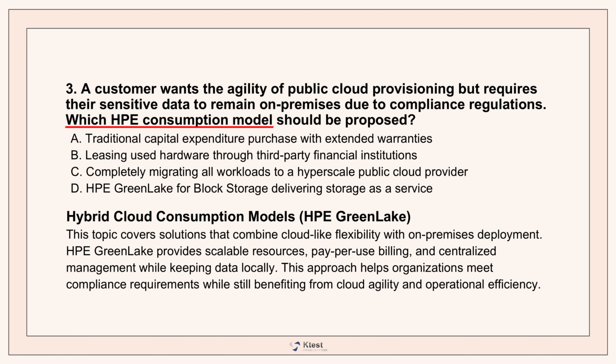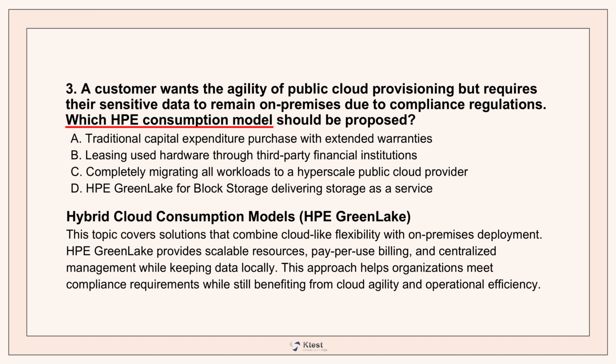This is such a common dilemma right now. Oh yeah. Option A, a traditional capital expenditure hardware purchase. Option B, leasing used hardware. Option C, a full migration to a hyperscale public cloud. Option D, HPE GreenLake for block storage. Here's where it gets really interesting. It's like wanting the flexibility of a rental car, but insisting on keeping it locked in your own personal garage.